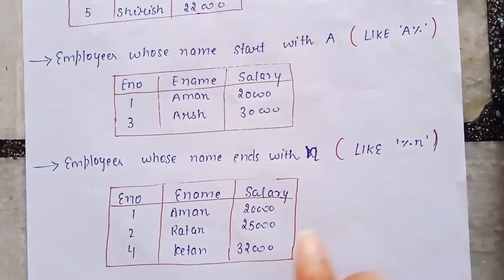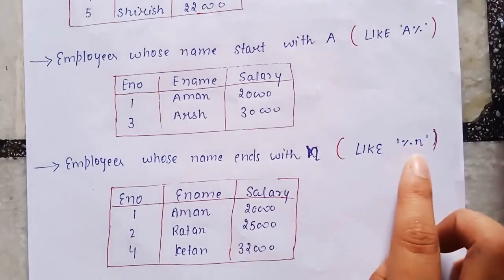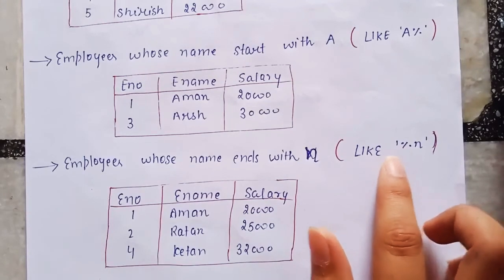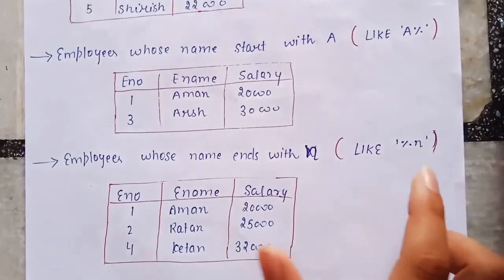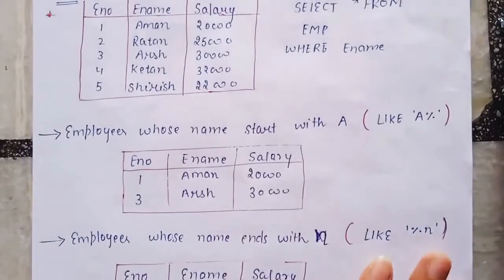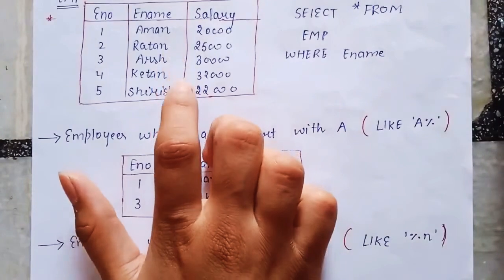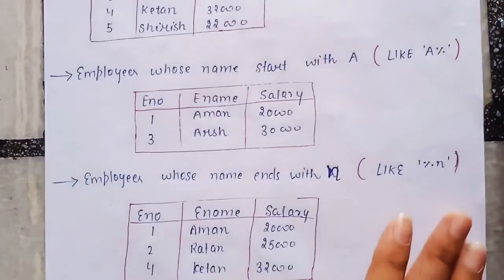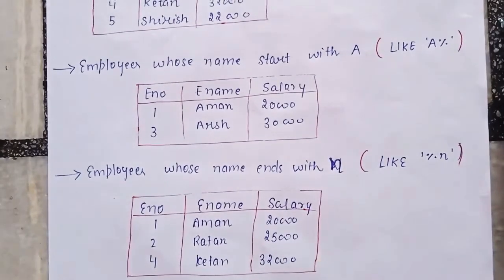We just want the last letter of that name to be N. So we will write this query like this: percentage N. There may be any number of letters that precede N, but the last should be N. What will this query return? It will return all the names that have N as the last letter, like Aman, Ratan and Ketan. Let's see the result of this query.